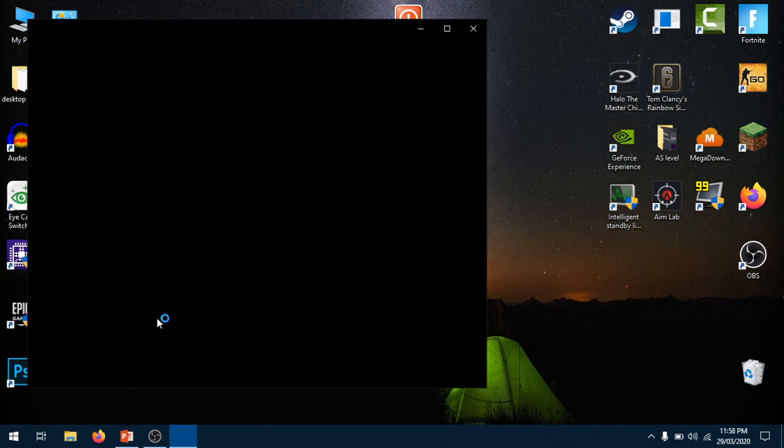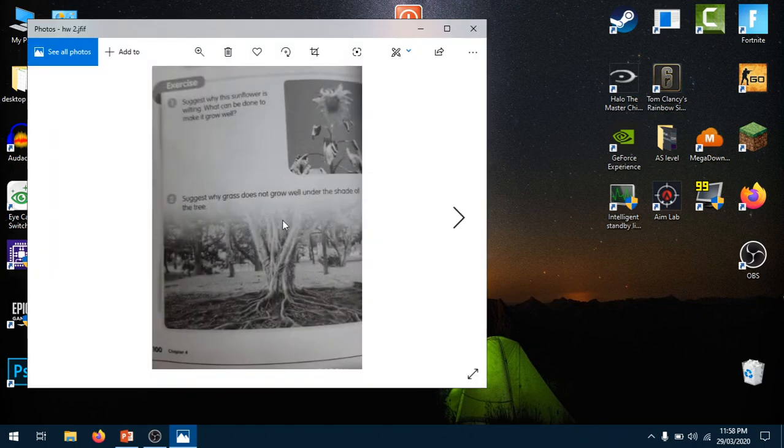The second homework is about the plants. Look, the leaves of this plant look very dry. This is bending. Look, the flower is bent and the leaves look very dry. Why? What is the reason? Suggest why the sunflower is wilting. Wilting means bending. Why does it happen? What can be done to make it grow well? What does it need? It needs water. Look, it is drying. The leaves are dry. It means they did not get enough water. So you will write the answer for this.